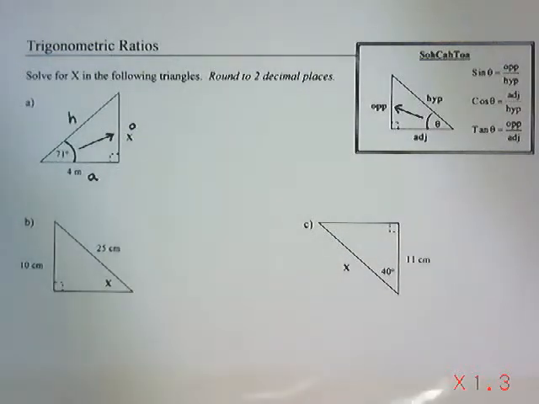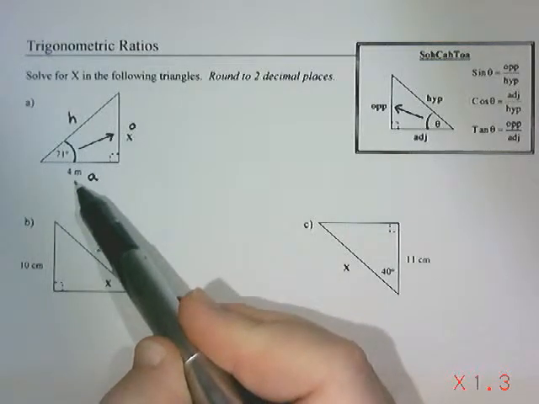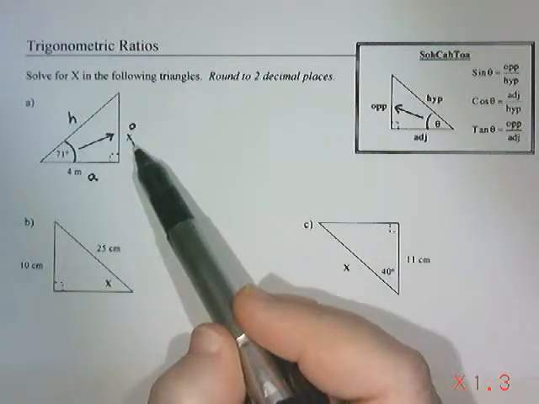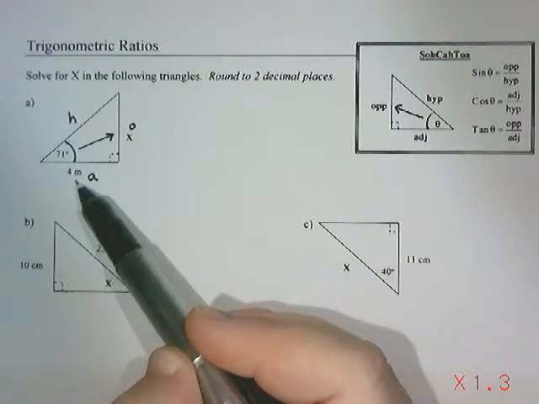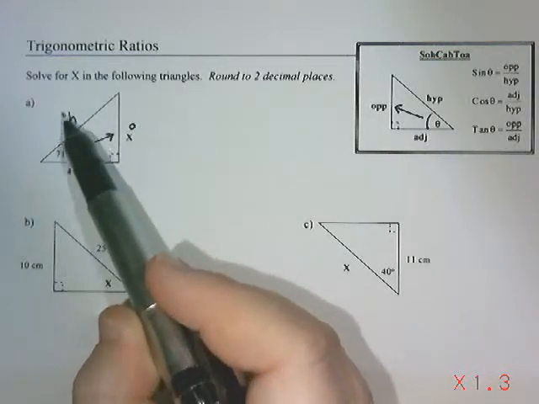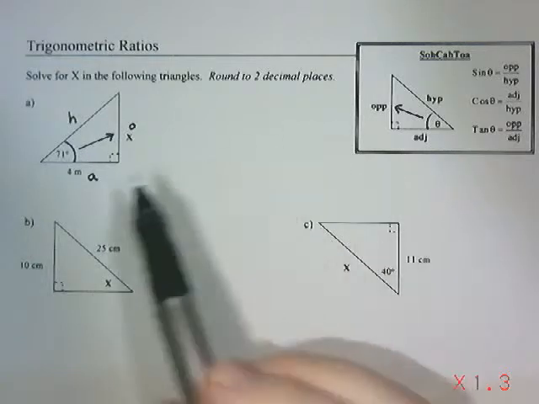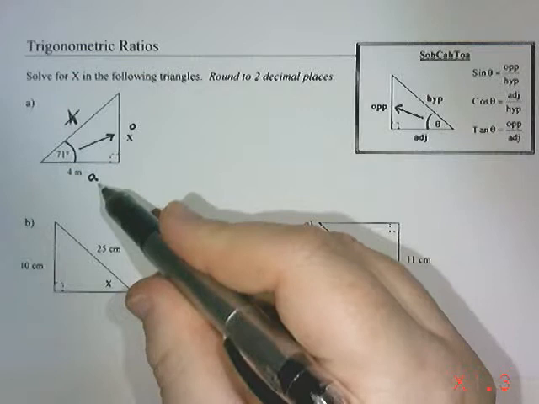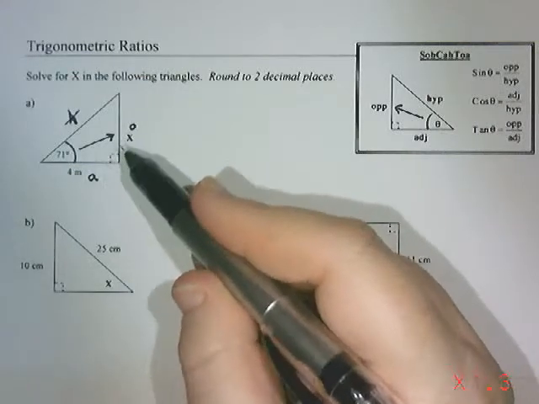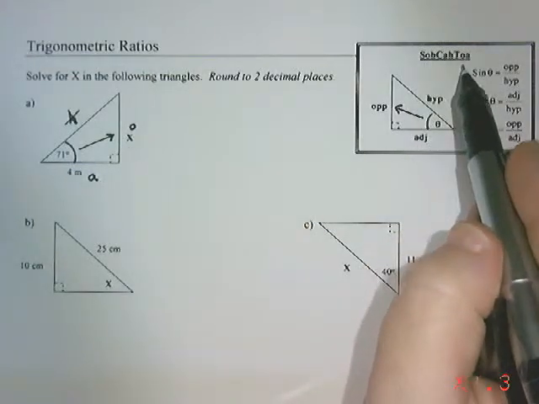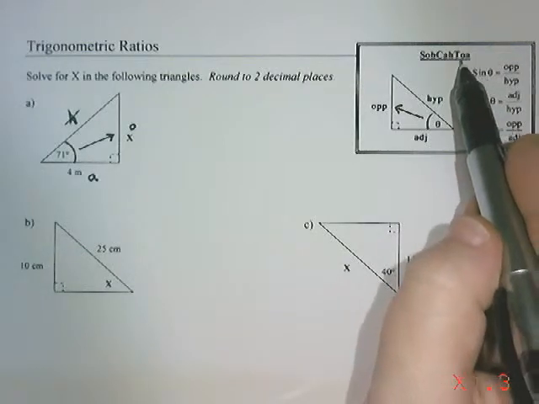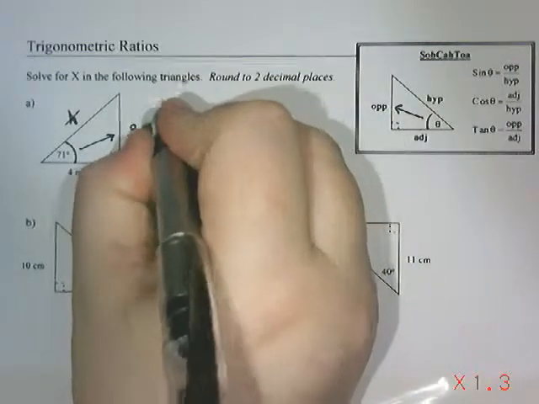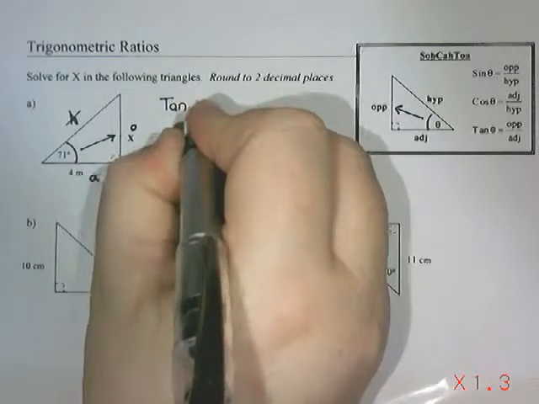When I'm trying to decide a ratio, I look at what information I have and what information I'd like to figure out. I notice that I have a 4-meter marking here, and I'd like to solve for x. So I'm interested in the adjacent side and the opposite side. I do not know anything about the hypotenuse, and it's not labeled. I don't really care about it. If I look at SOHCAHTOA, the one that has the O and the A, the opposite and the adjacent, is my tan.